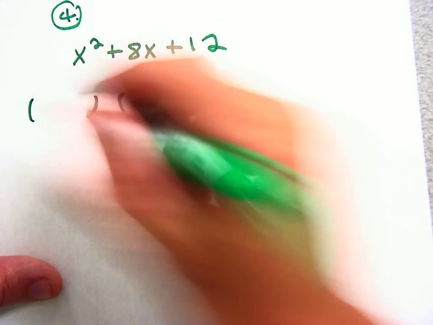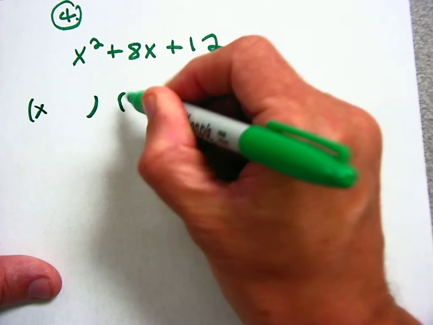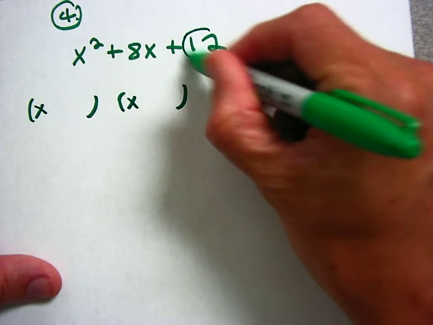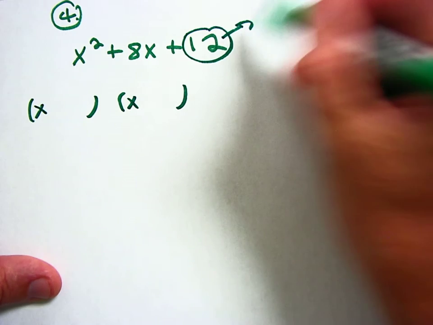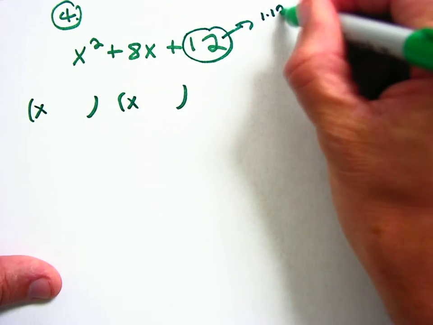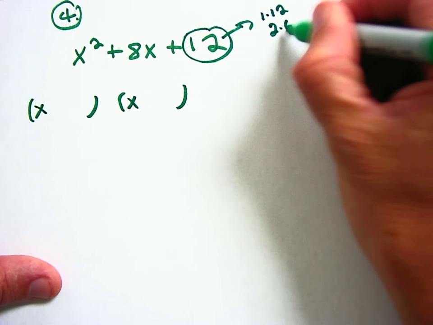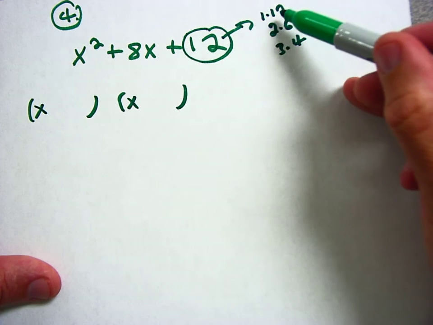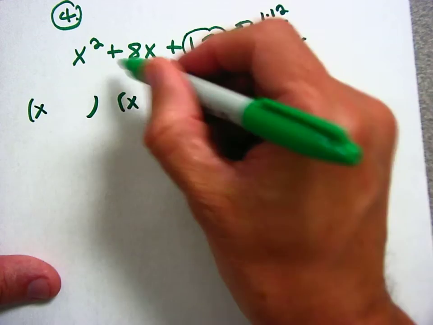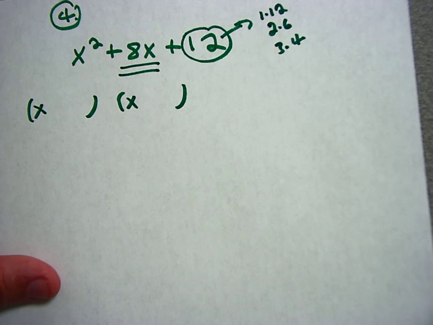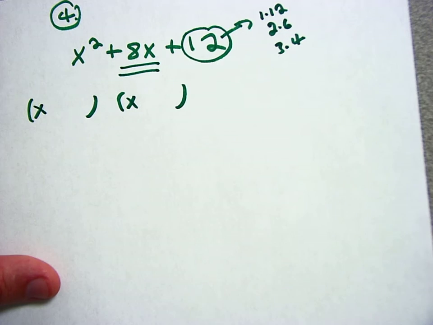How do you get x squared? There's only one way, it's x times x. Okay, come over here and circle 12. Your constant, you're going to list factors of 12. So there's 1 and 12, there's 2 and 6, there's 3 and 4. You're going to pick the winning couple that adds up to the middle coefficient. So in other words, what factors of 12 add up to 8? Well, yep, 2 and 6.